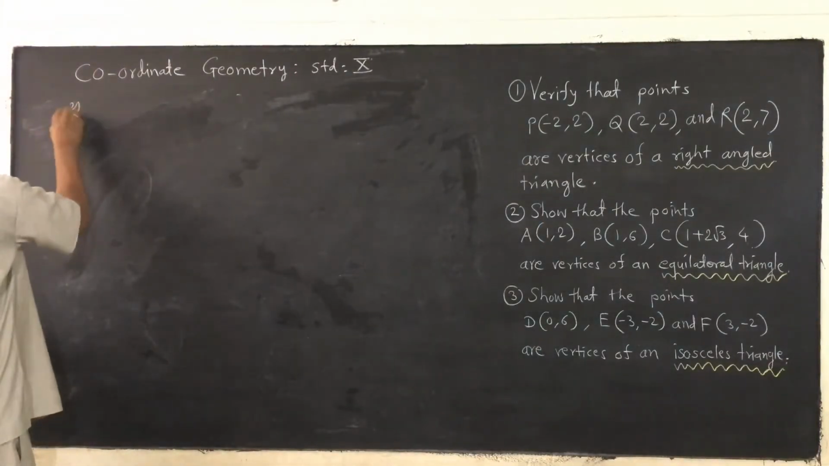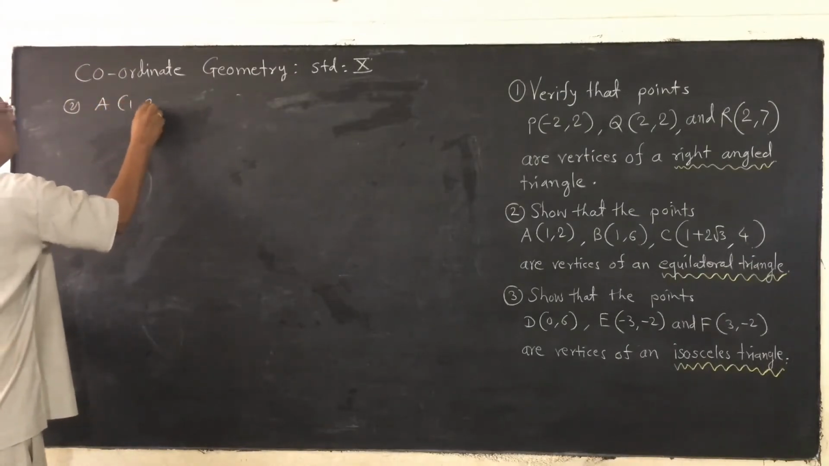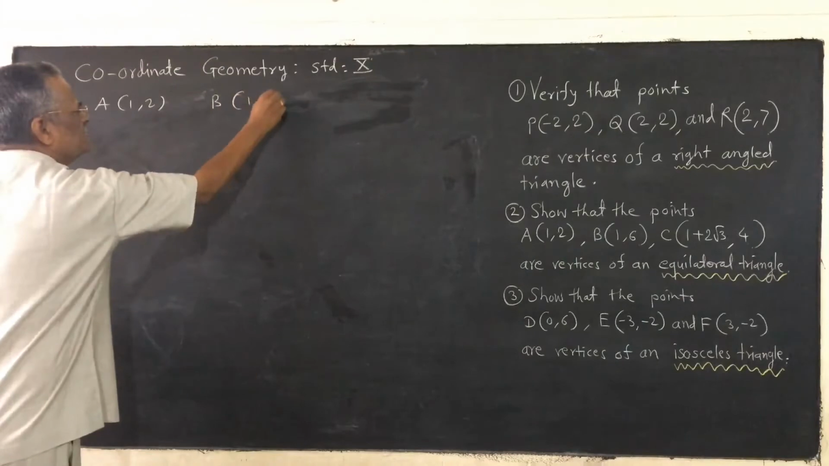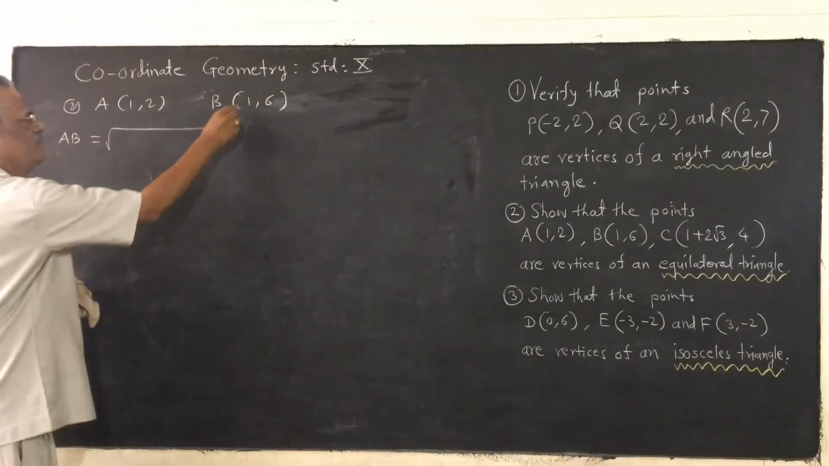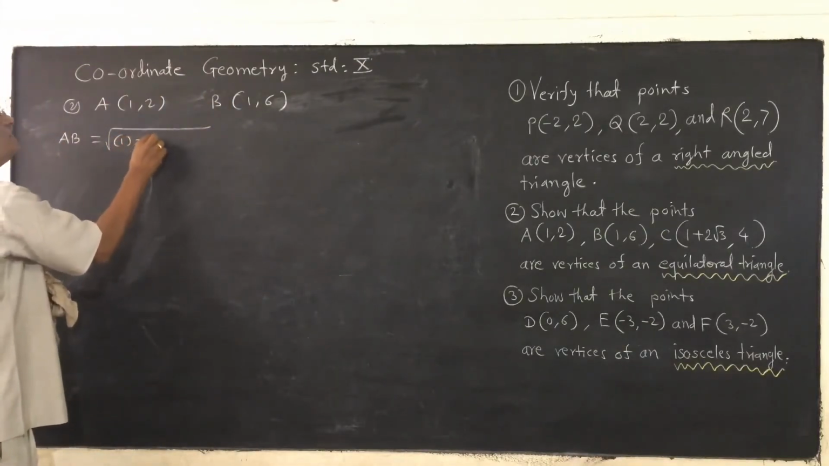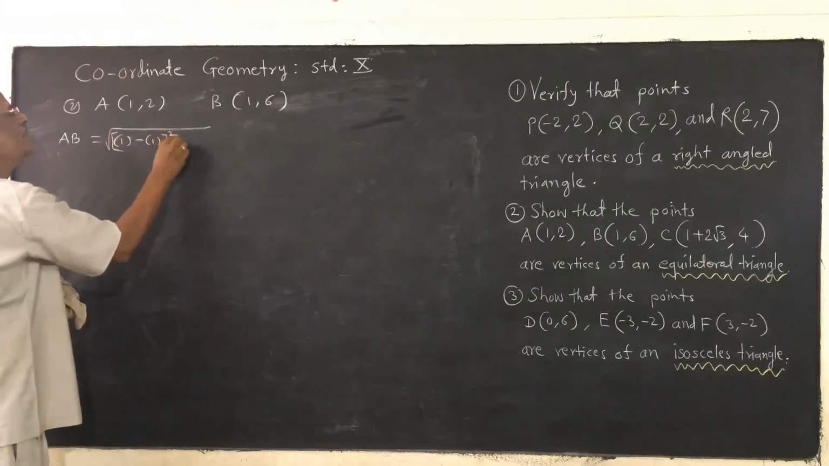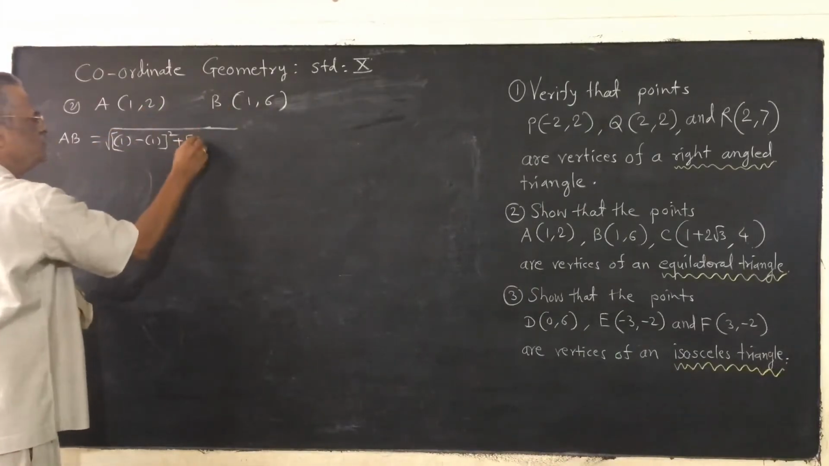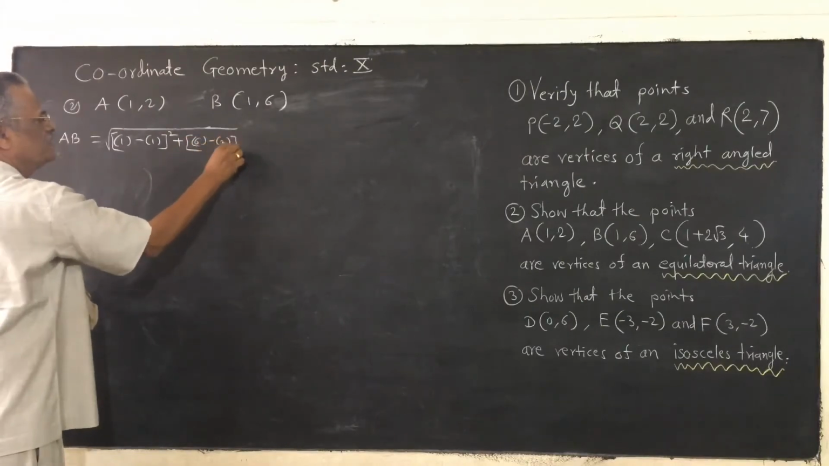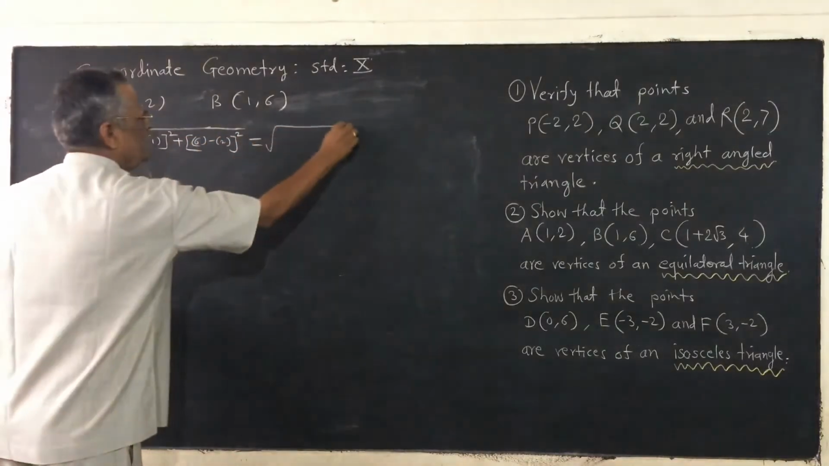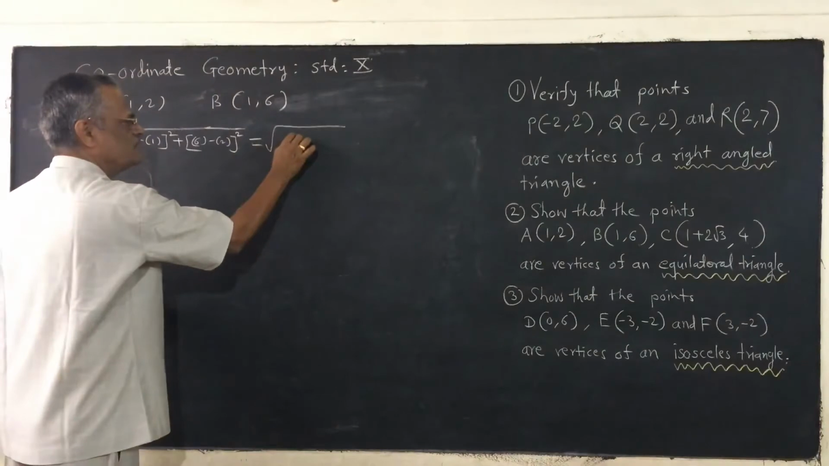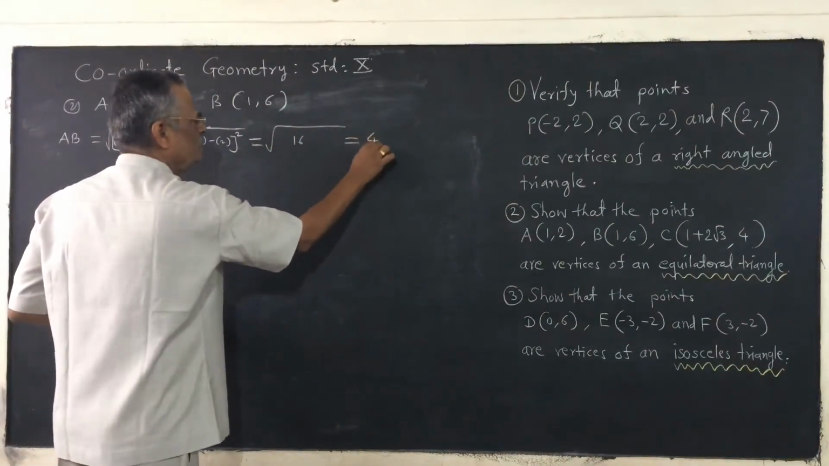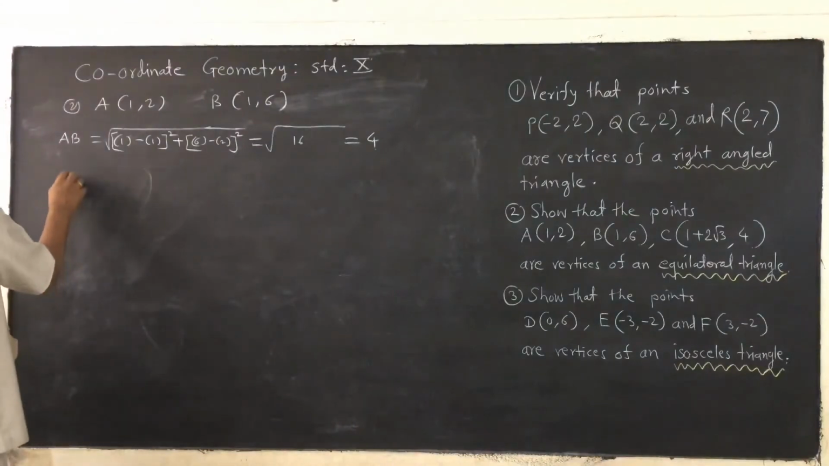Second example, A is (1, 2), B is (1, 6). We have to calculate AB by using the distance formula. Under root, (1 minus 1) bracket square plus (6 minus 2) bracket square. 1 minus 1 is 0, 0 square is 0. 6 minus 2 is 4. 4 square is 16. So what is the value there? 4.